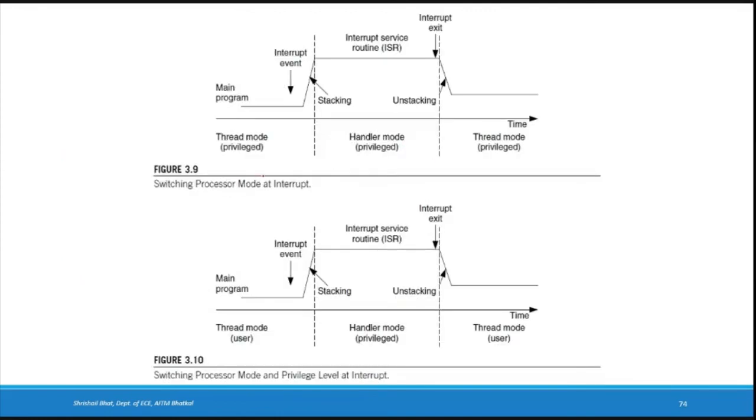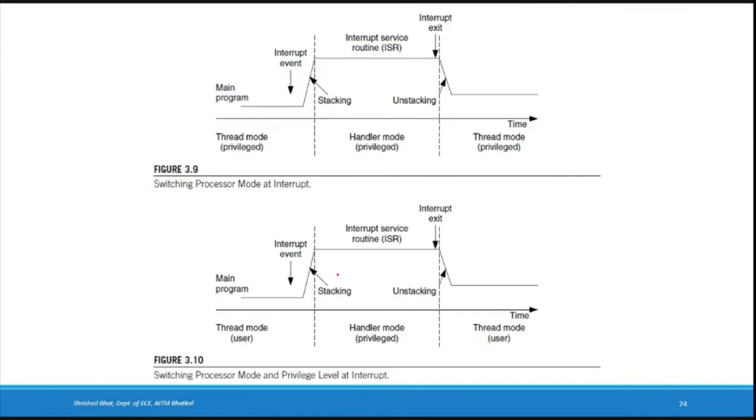Whenever the exception happens, only the processor mode will change. It is from thread mode to handler mode, and back from handler mode to thread mode. The access level remains the same. It will be in the privileged access level itself. Okay, so if control bit 0 is 1, you are in the user level access. The processor or the program is in the user level access.